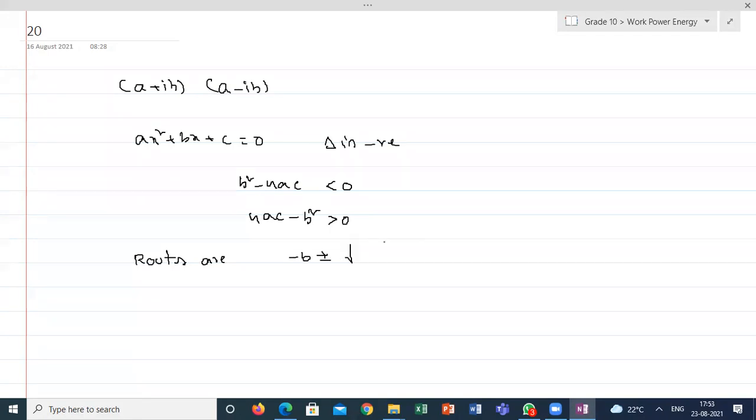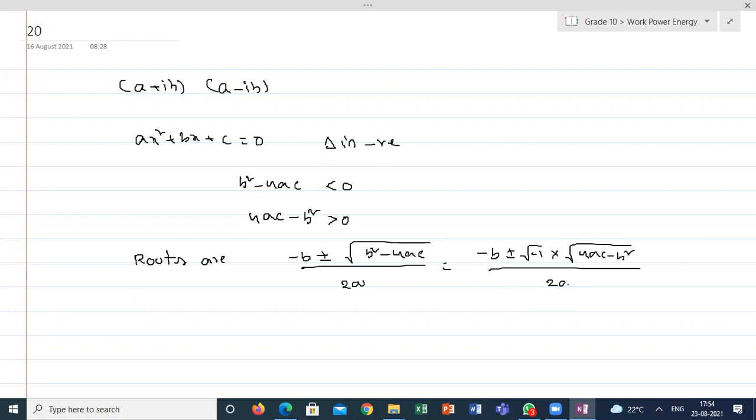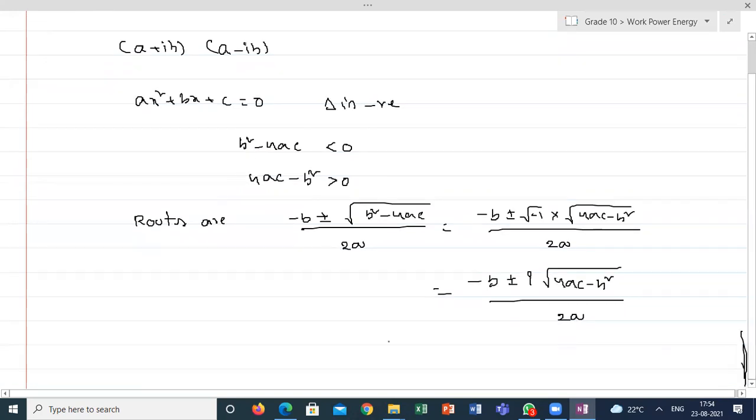minus b plus or minus square root of b square minus 4ac by 2a. This can be written as minus b plus or minus root minus 1 into root of 4ac minus b square by 2a. So this is minus b plus or minus i root 4ac minus b square by 2a. So one root is minus b plus i root of 4ac minus b square by 2a, and the second root is its conjugate, minus b minus i root of 4ac minus b square by 2a.